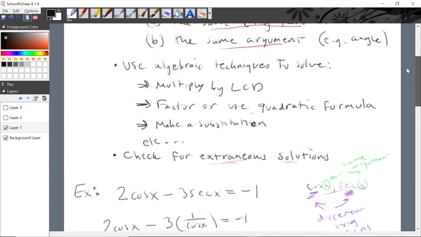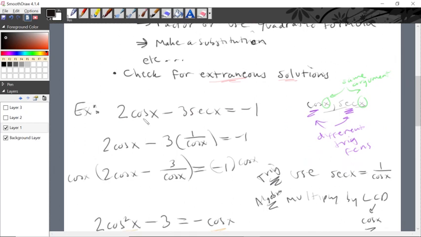So if we go back to the original equation right here, 2 cosine x minus 3 secant x equals negative 1, we can check values by plugging them into this equation. What we want to watch out for in this particular equation is we don't want this denominator to equal 0. This denominator will equal 0 anytime that the cosine of x is equal to 0. Now, where is the cosine of x equal to 0? Using the geometry of the unit circle, cosine is equal to 0 if we are at this point or this point on the unit circle.